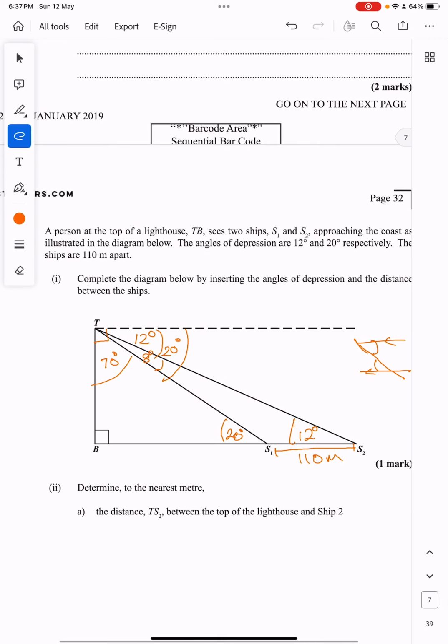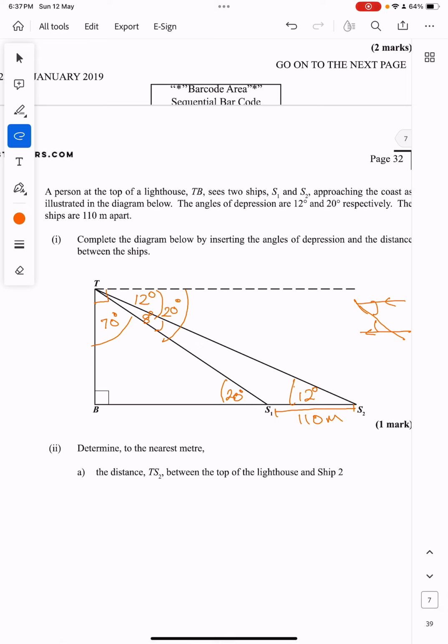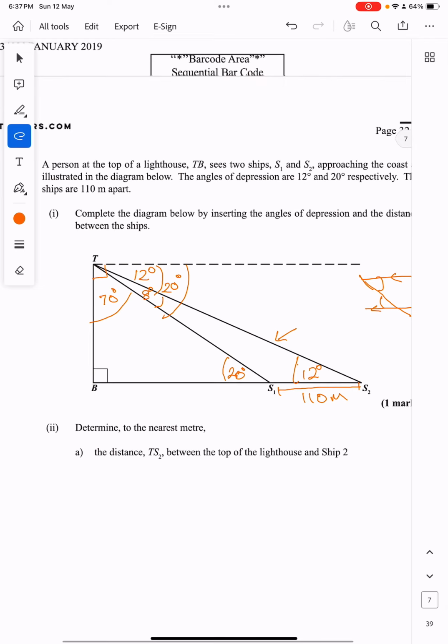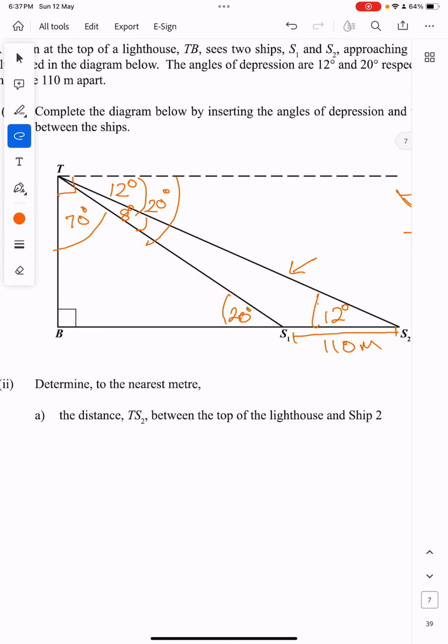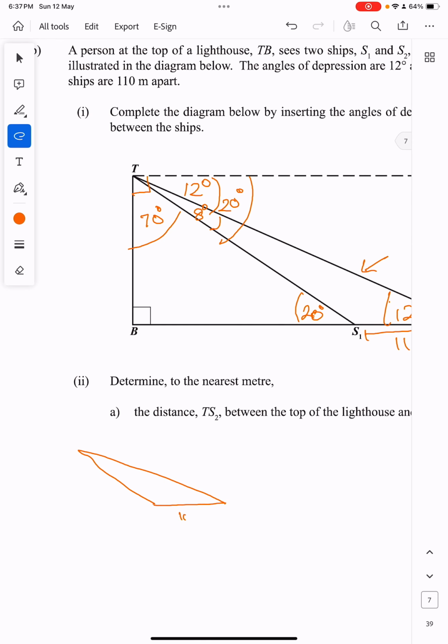So the next bit we're being asked to find out is the distance TS2 between the top of the lighthouse and the ship 2. So we are being asked to find the length of this line here. And we've got a little triangle in between there. I'm going to re-sketch it. So if we look here, and then we have this bit coming up here, and then this bit coming down here. Here is 110. This is S2. This is S1, and this is T.